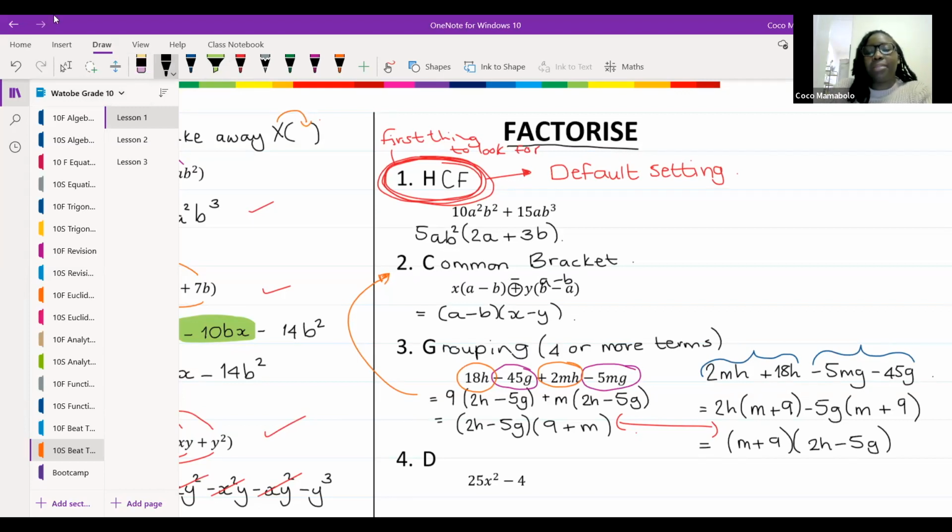All right, give me a thumbs up if grouping, common bracket and HCF makes sense. Okay, always Marula with the five thumbs. Always.